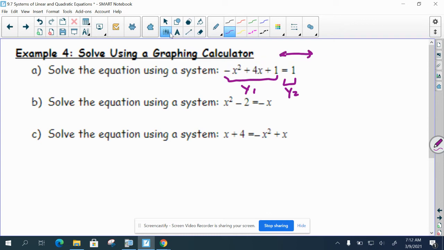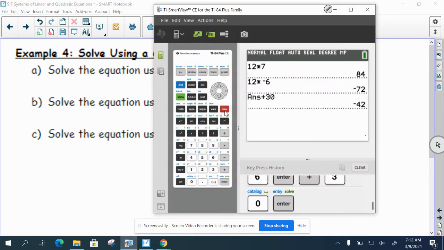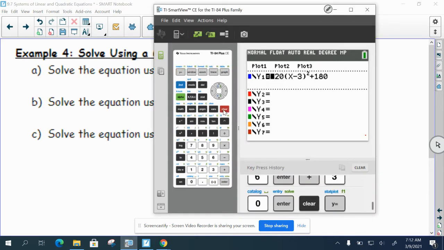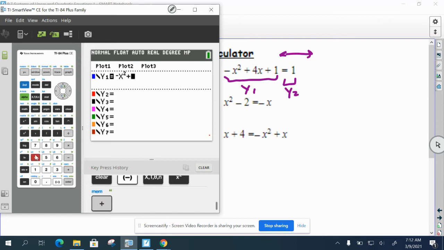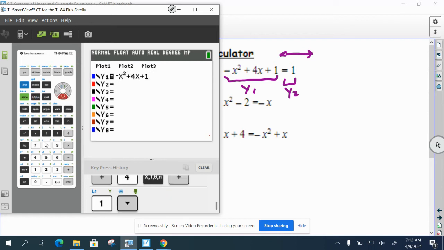And this is a quadratic. So we're going to find where they intersect and learn the buttons on our calculator that let us find that. So take your calculator, go to your y equals and clear whatever's there, and type in the equation. It's negative x squared plus 4x plus 1. And then in y1, you're going to just type in 1.